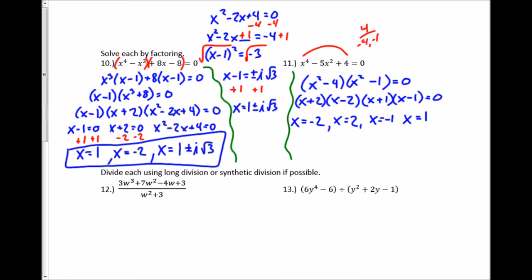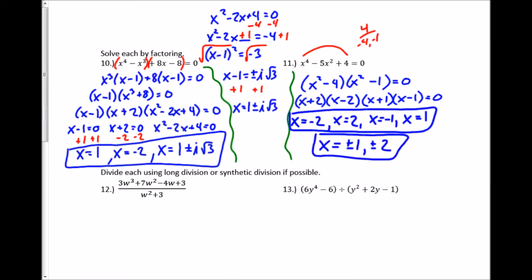And you can leave your answer like this if you'd like. If you want to condense it and write it as x equals plus or minus 1 and plus or minus 2, that's fine as well. Okay?